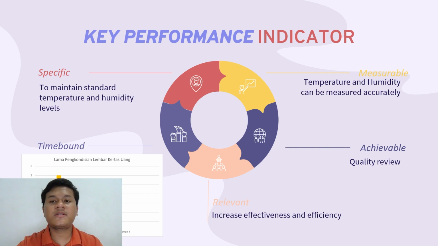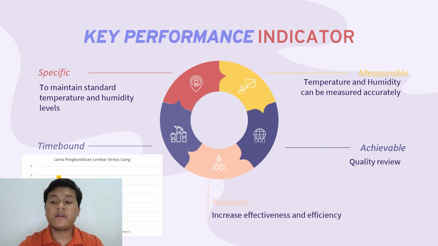The first indicator is specific. It is to maintain standard temperature and humidity levels. The most significant factor to consider and measure when adopting this innovation is air humidity, because the goal of this innovation is to keep relative humidity levels within a particular range according to the standards. And then measurable. By monitoring the temperature and humidity of the air with sensors installed in the production room, the relative humidity parameters can be read or monitored.